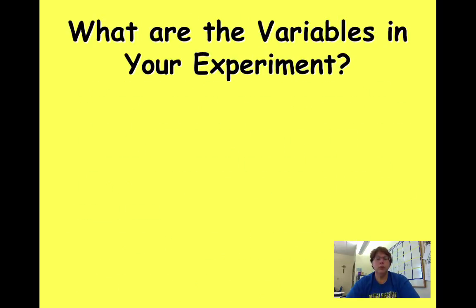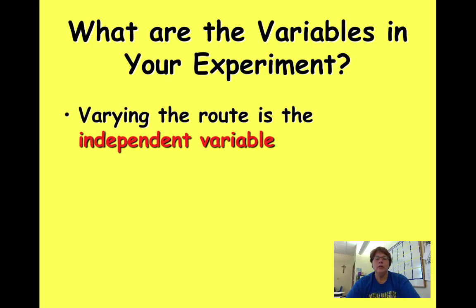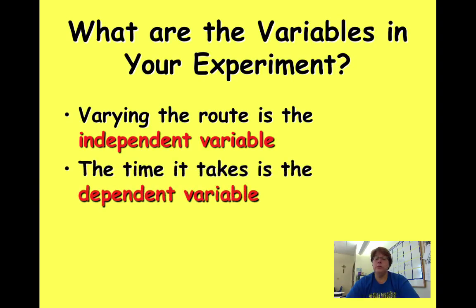So what are the variables in this experiment? Varying the route, the path that you would take to get home, would be the independent variable, because that's what you are testing. You're testing which way you go home is going to be faster. And then what are you going to measure? Time. Time is the dependent variable, or responding variable, because that is what you are measuring, how much time it takes you to get home.